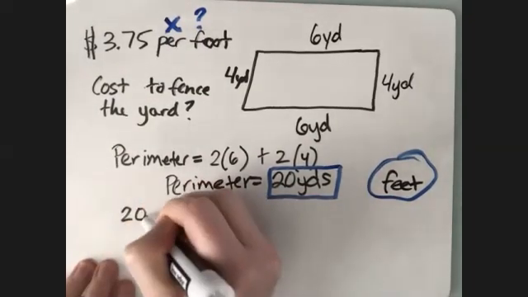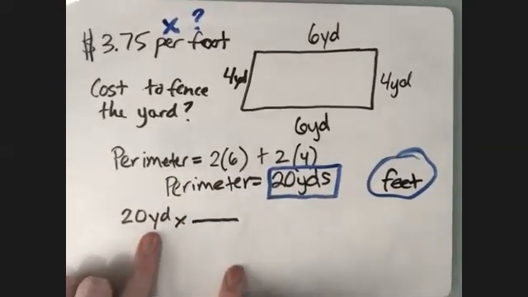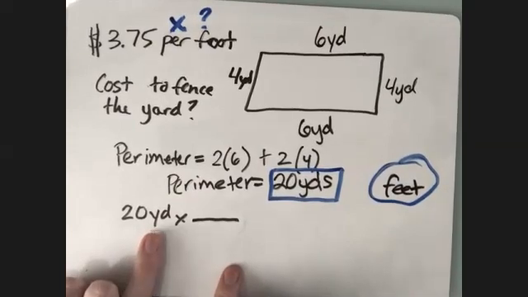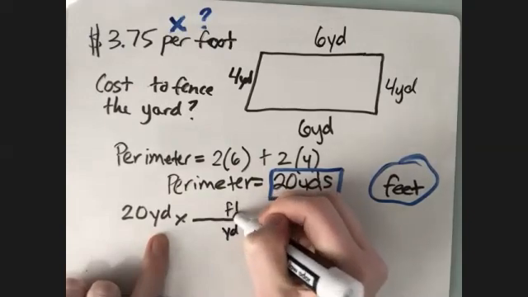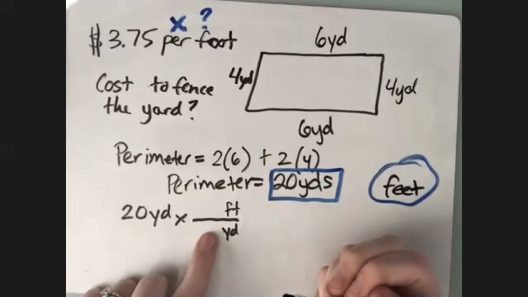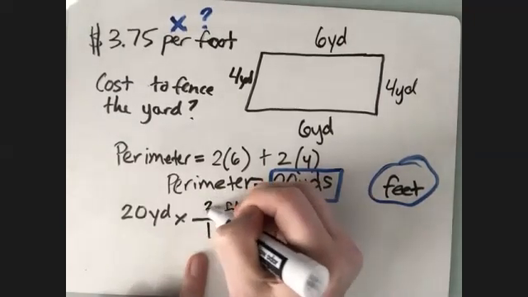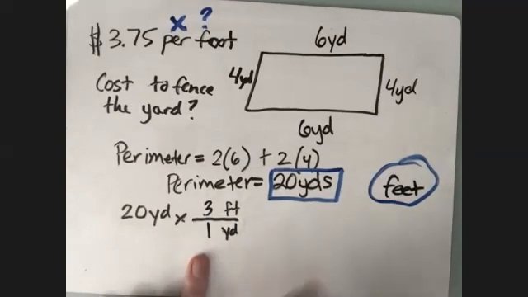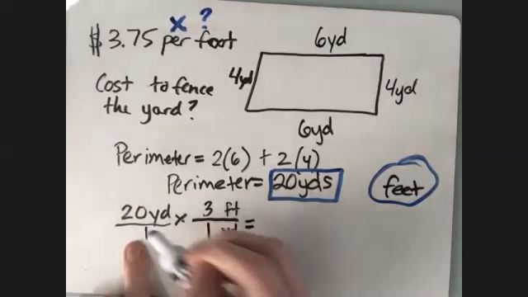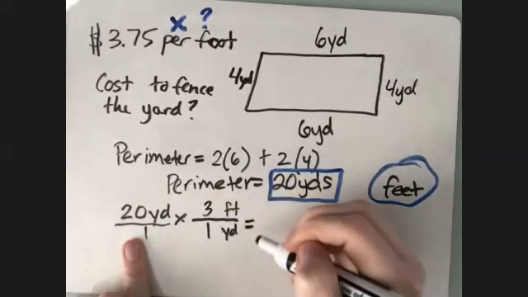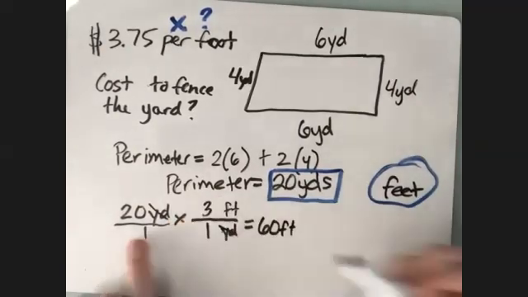I put 20 yards times, do we want yards? No, since we don't want yards, then yards needs to go on the bottom and feet need to go on top. Now, thinking from the chart or knowing it from memory, for every 1 yard, there are 3 feet. Then you need to convert this. Remember, all whole numbers are technically over 1, so that's the top of the fraction. So 20 times 3 is 60. That means that this is equivalent to 60 feet.